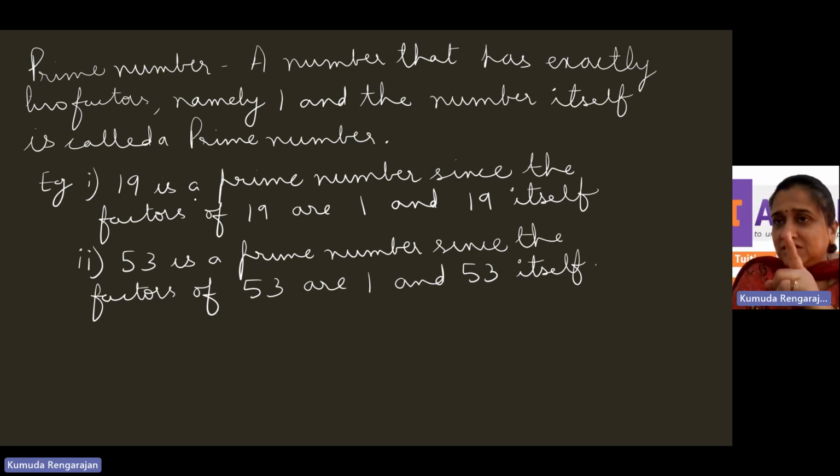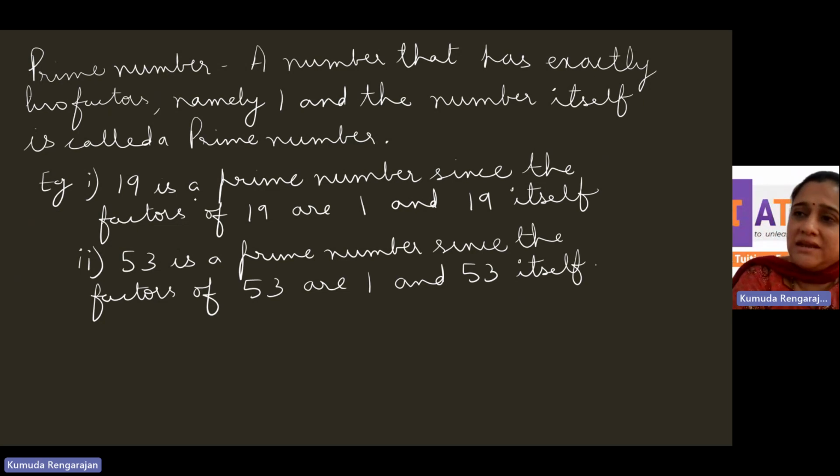This number 19 is a multiple in only two multiplication tables: the table of 1 and the table of 19 itself. In the table of 1, 1 into 19 is equal to 19. In the table of 19, 19 into 1 is equal to 19. That answer 19, where do you get it? Only in the tables of 1 and 19 itself.